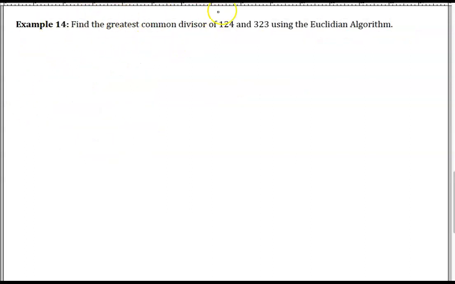Okay, let's use the Euclidean algorithm here. So let's take A as our bigger number, B as our smaller one. So we're going to divide 323 by 124, which goes in twice. So 124 times 2, and then find the remainder. 323 minus 124 times 2 gives me a remainder of 75.